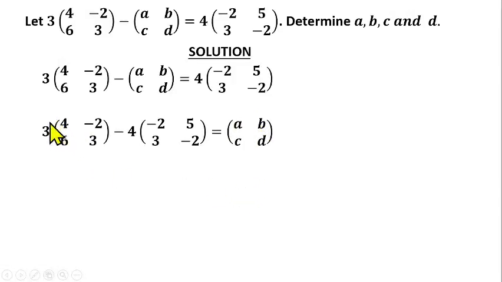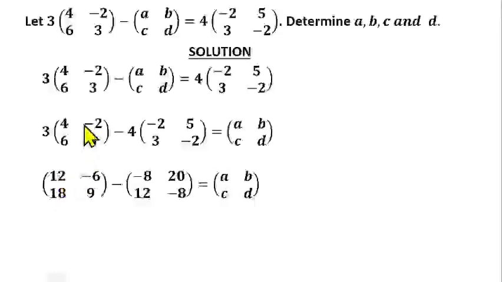Good. So that means we know that this 3 is a scalar, is going to multiply this matrix, and this 4 is a scalar, is going to multiply this matrix as well. So if you do that, you have 3 times 4, that gives us 12. Then 3 times minus 2 gives us minus 6. 3 times 6 is 18. 3 times 3 is 9. Minus 4 times minus 2 is minus 8. 4 times 5 is 20. 4 times 3 is 12. 4 times minus 2 is minus 8, equals to this matrix.